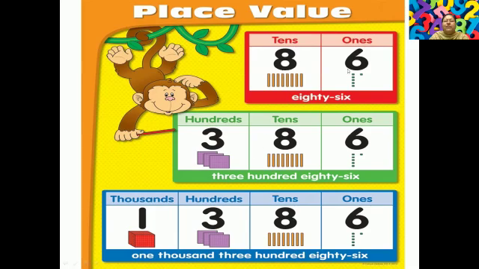Now, if you want to read this, you're going to read it as 86. And this is 386, and this is 1386. Now you've done this in the previous class. Today we're going to do places after 1000, which is 10,000.